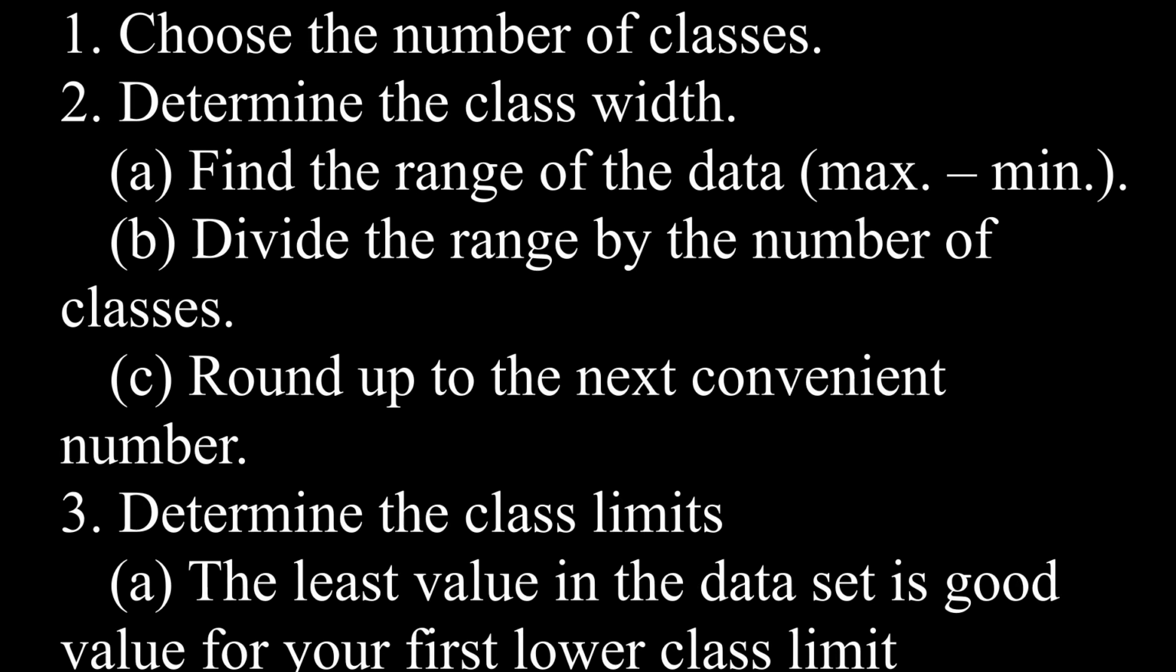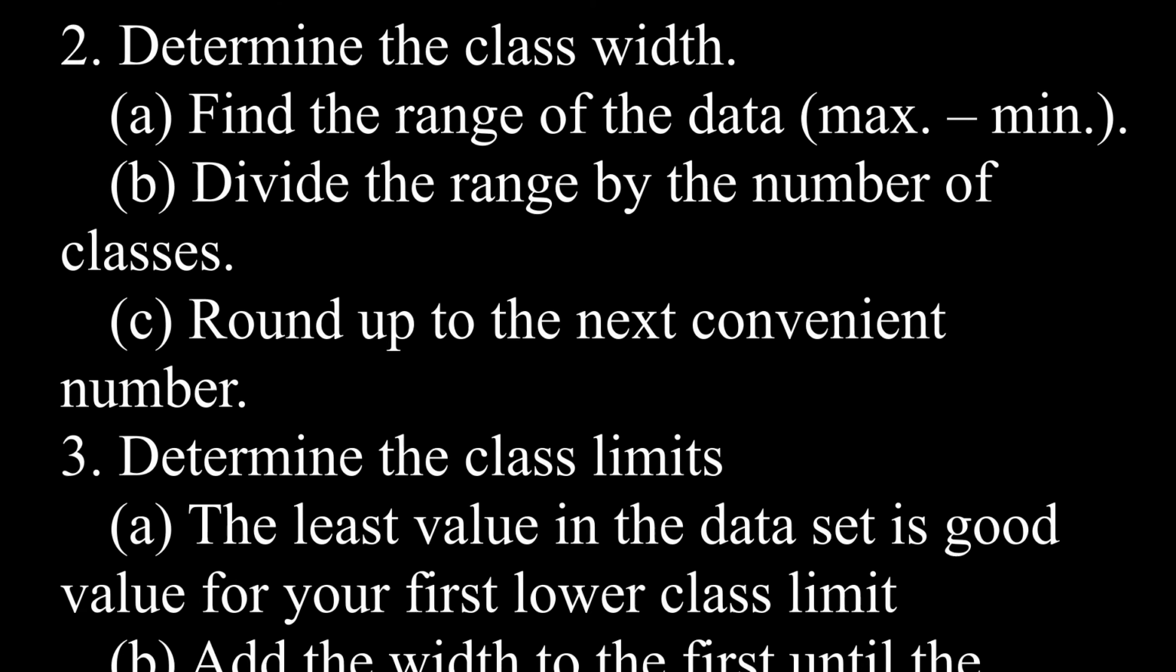To get the class width, what you do is find the range of the data, divide by the number of classes, and round up to the next convenient number, where I consider the next convenient number to be the smallest decimal value in the data set, but there's a little bit of leeway in terms of how that value is defined.